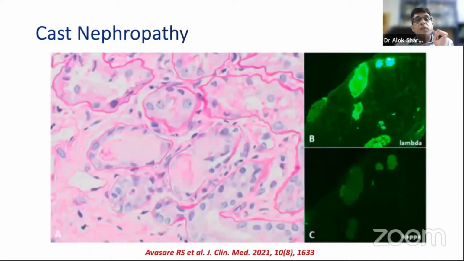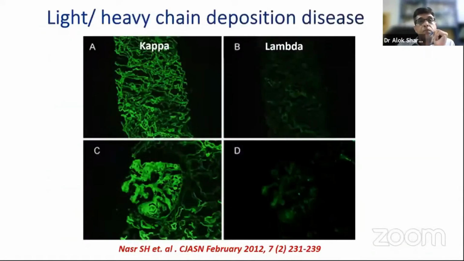Not to forget cast nephropathy, of course. So kappa and lambda staining will help you pick up the atypical casts and correlate with your light microscopy. You can come to a diagnosis of kappa or lambda restricted cast nephropathy.